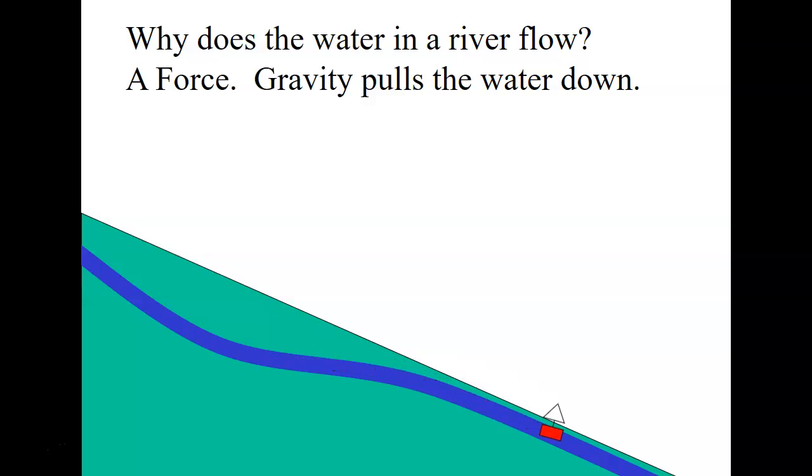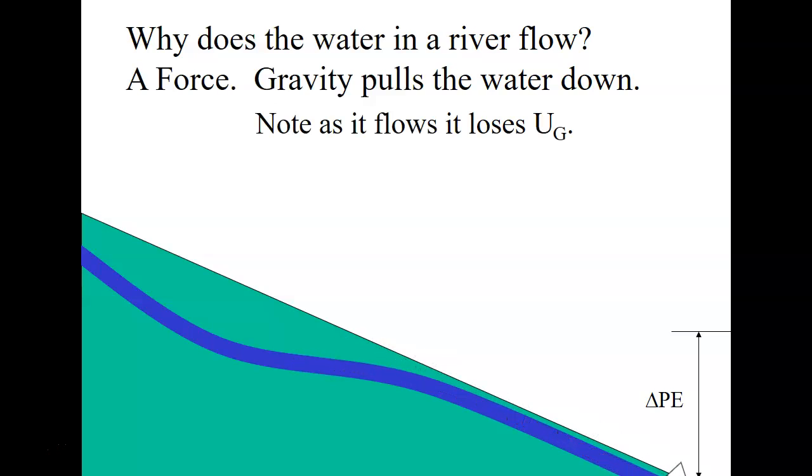So in a stream, water flows downhill because gravity pulls it down. Okay, and it changes potential energy in the process. It goes from higher potential energy to lower potential energy.